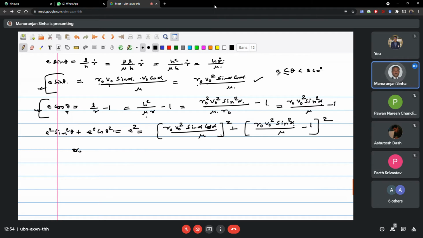I have kept here 0 equal to 360, because 360 and 0 coincide with each other. So theta will have values from 0 to 360 degrees. So using this formulation, we are able to determine E and theta.